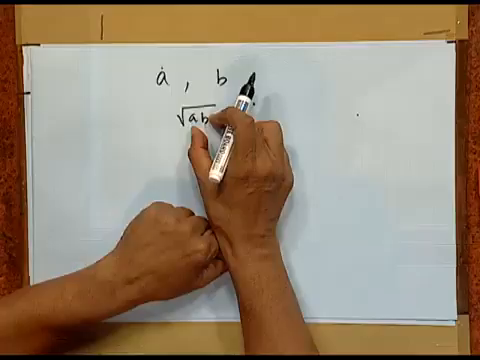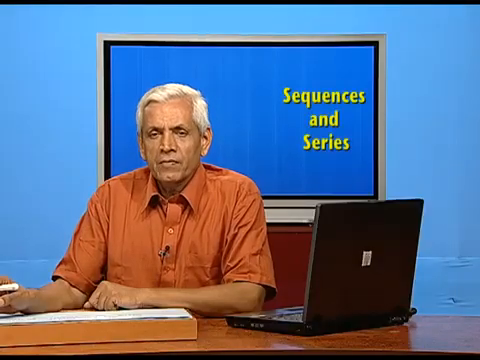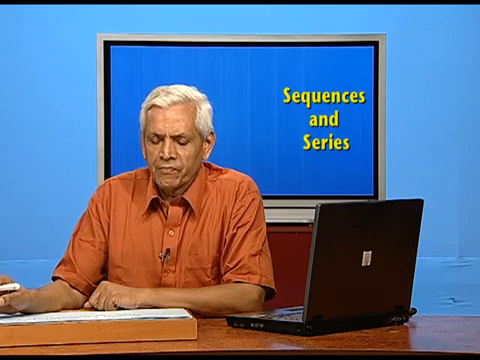Because if one of them is negative and the other is positive, this number will be imaginary. So, to avoid an imaginary number, we insist that A and B must both be positive. Now, we take a problem which involves GM.